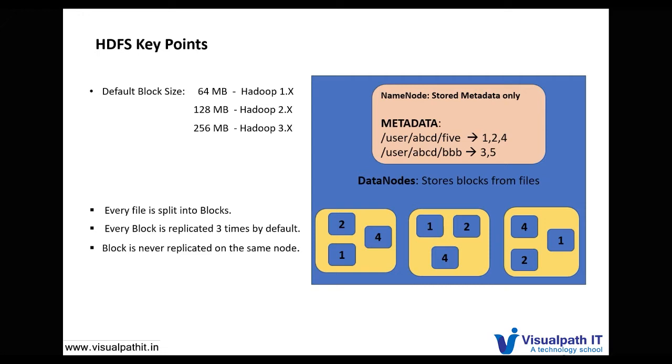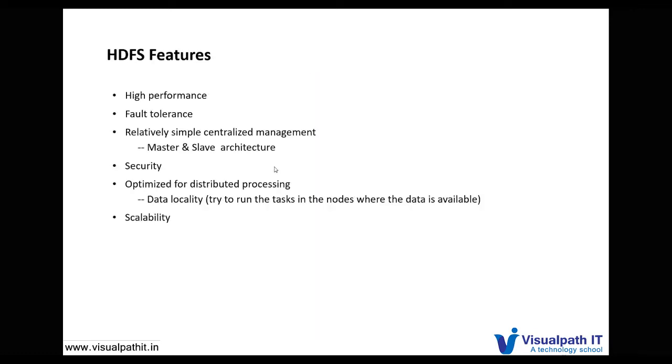So the key points are: Hadoop 1x 64 MB, Hadoop 2x 128 MB, Hadoop 3x 256 MB. Whatever file you copy from outside to Hadoop, every file is split into blocks. Every block is replicated 3 times by default, and a block is never replicated on the same node. Those are the key points of HDFS. Then, the features of HDFS.